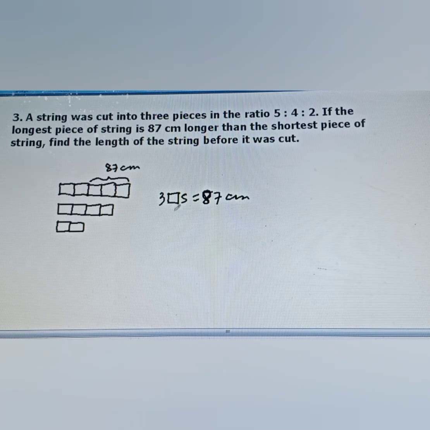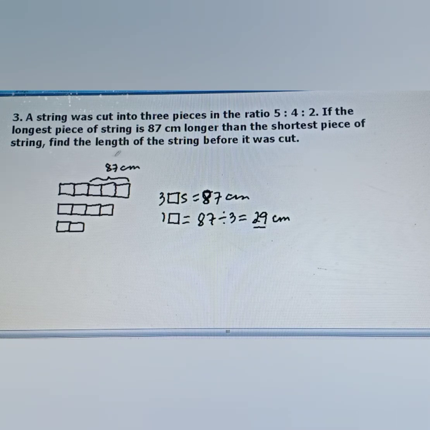So you have to get the equivalent of 1 block. To get that, you just divide 87 by 3, correct? So what's 87 divided by 3? 8 divided by 3, that's 2. Then I think it's 9. Let's double check: 29 times 3, that's 87, correct. So each block is 29 cm.